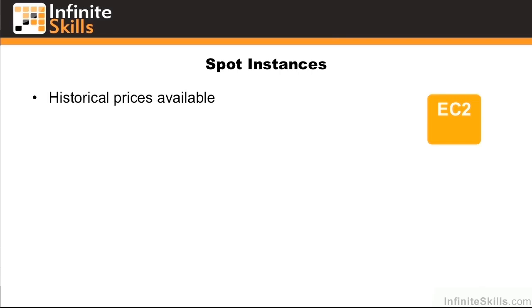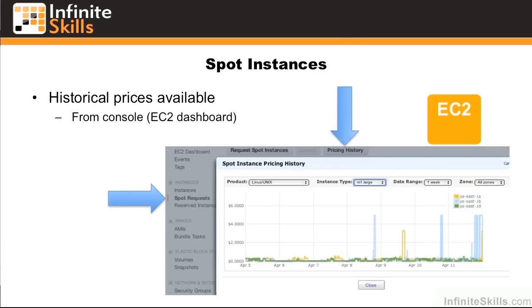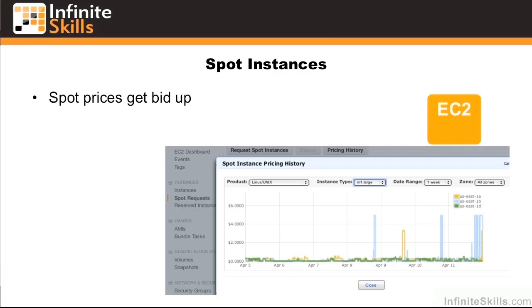To help you determine an accurate bid price, you can review the historical prices in the web GUI, clicking first Spot instances on the left rail and then pricing history at the top. You can also consume this programmatically.